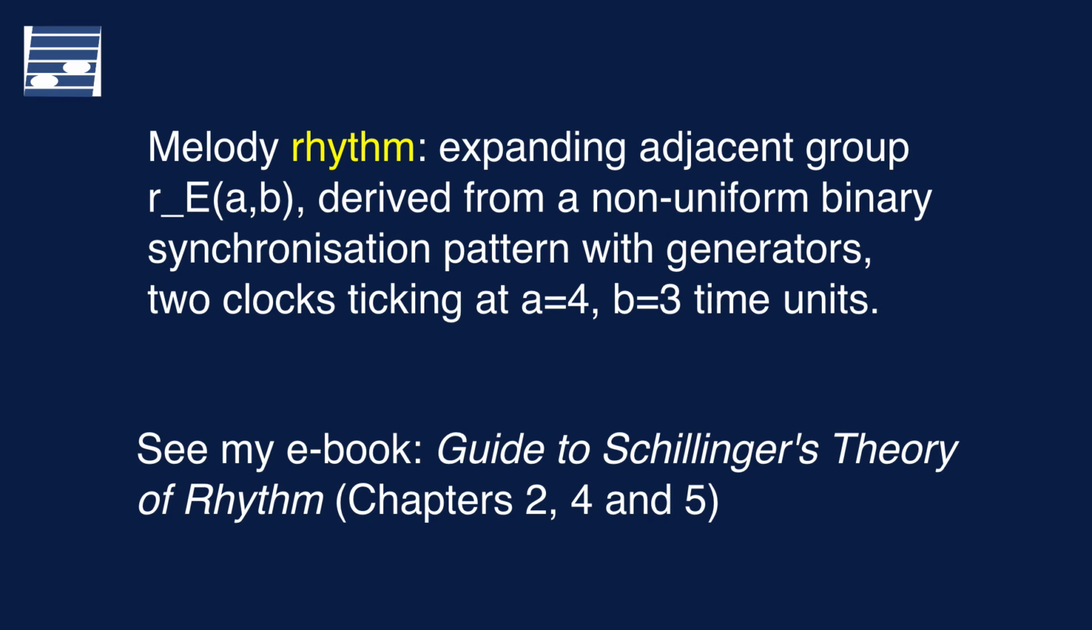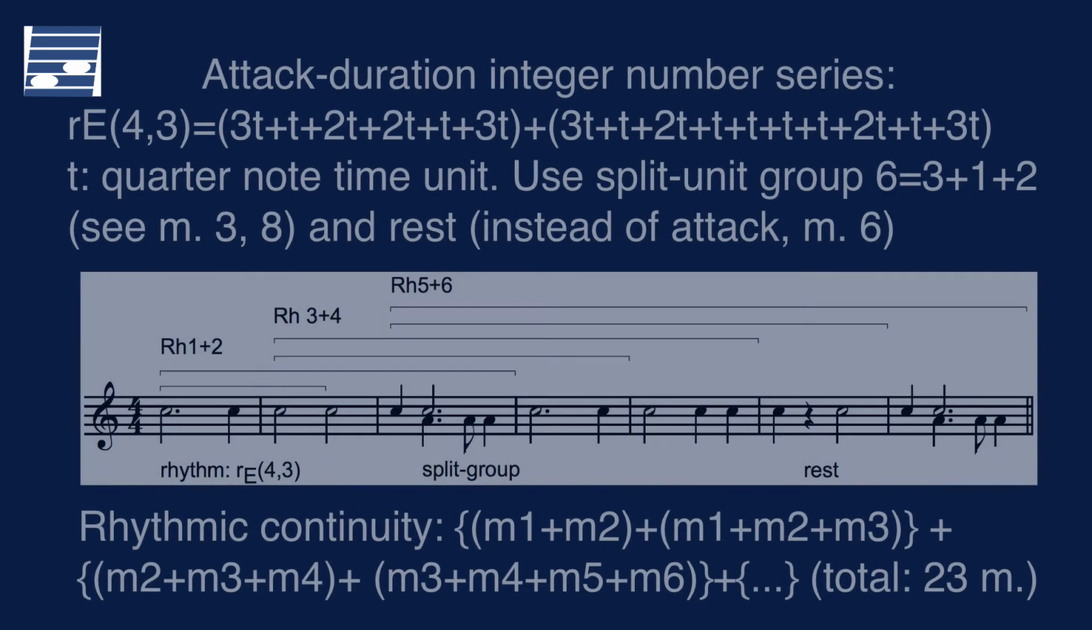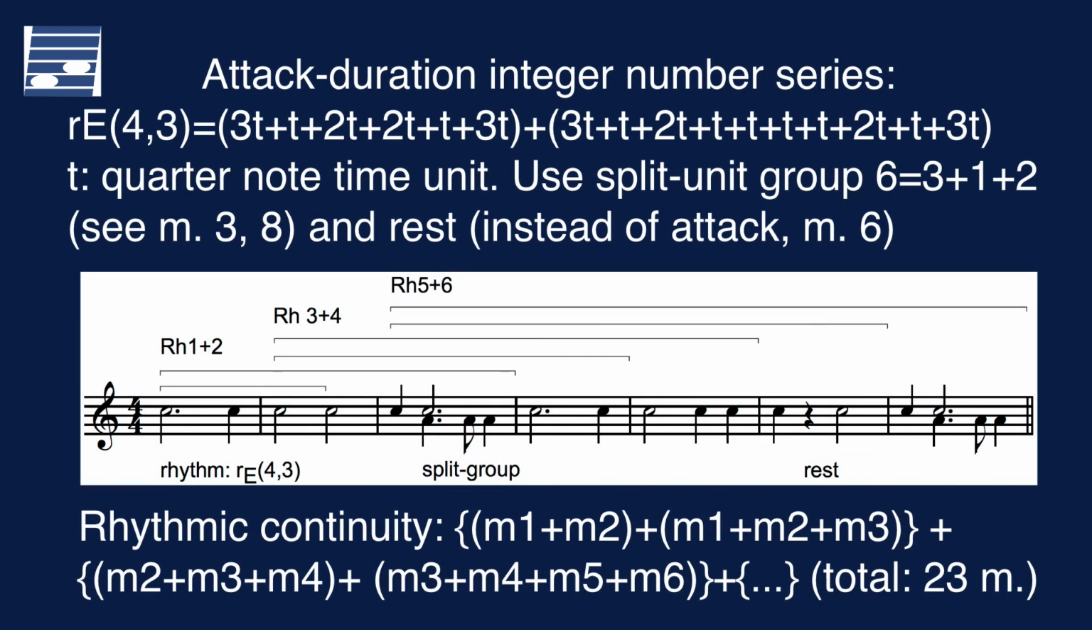Details may be found in my book on the Schillinger theory of rhythm. The rhythm is written as a mathematical number series, the attack duration series for the expanding group shown here. The time unit T is the quarter note. The series consists of two parts shown also in staff notation at the bottom.